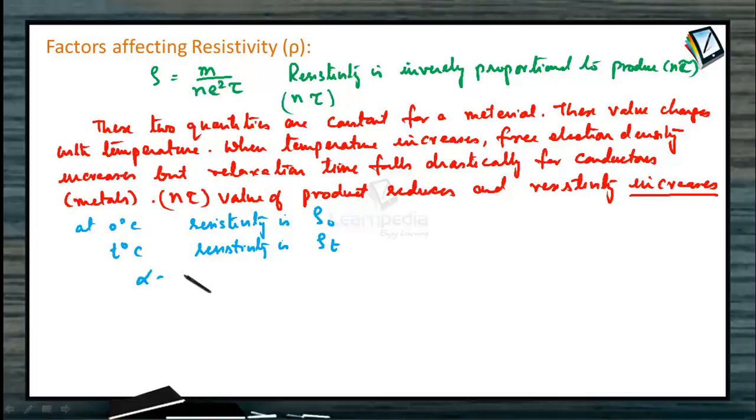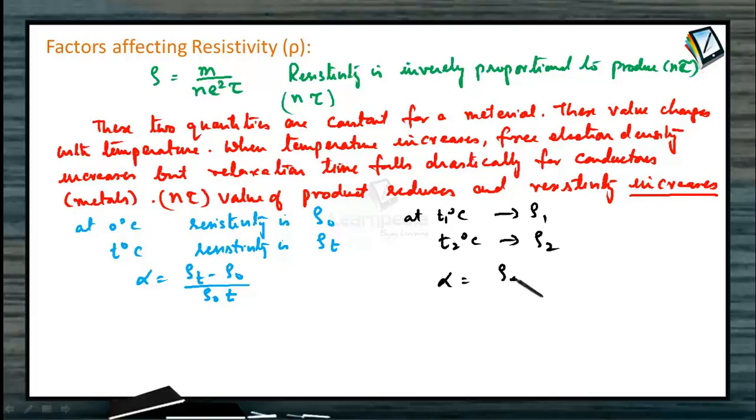Then alpha is equal to (rho T minus rho naught) by (rho naught into T). Alpha is called the coefficient of resistivity. For two different temperatures, at T1 degree centigrade, say resistivity is rho 1, and at T2 degree centigrade, resistivity is rho 2. Then alpha can be written as (rho 2 minus rho 1) by (rho 1 T2 minus rho 2 T1) per degree centigrade. So the coefficient of resistivity from 0 to T degrees is (rho T minus rho naught) by (rho naught T). For two different temperatures T1 and T2, it is (rho 2 minus rho 1) by (rho 1 T2 minus rho 2 T1).